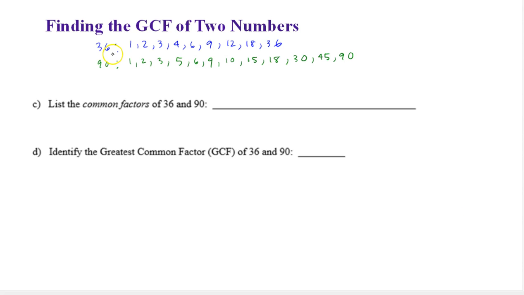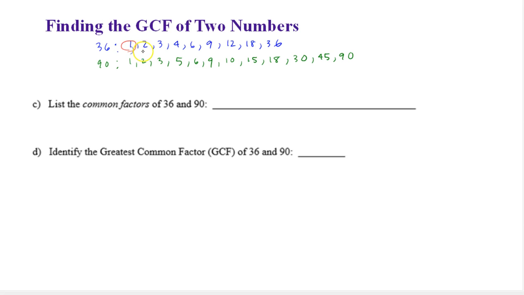So now that we have our lists of all the factors of 36 and all the factors of 90, we want to find their common factors. Okay, so here's what I'm going to do. Again, you want to be systematic here because you don't want to miss any. Since the 36 list is shorter, I'm going to start with 36. I'm going to look at each number and see if it's also in the list of 90. If so, I'm going to circle it because it's a common factor.